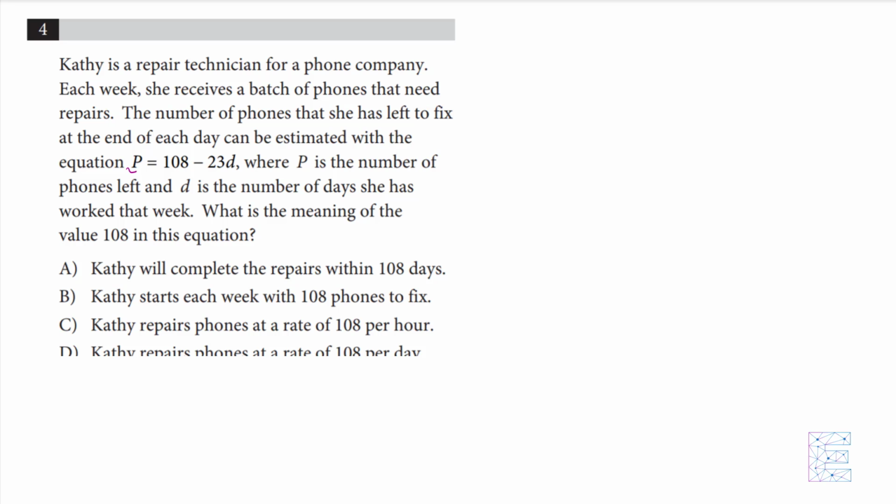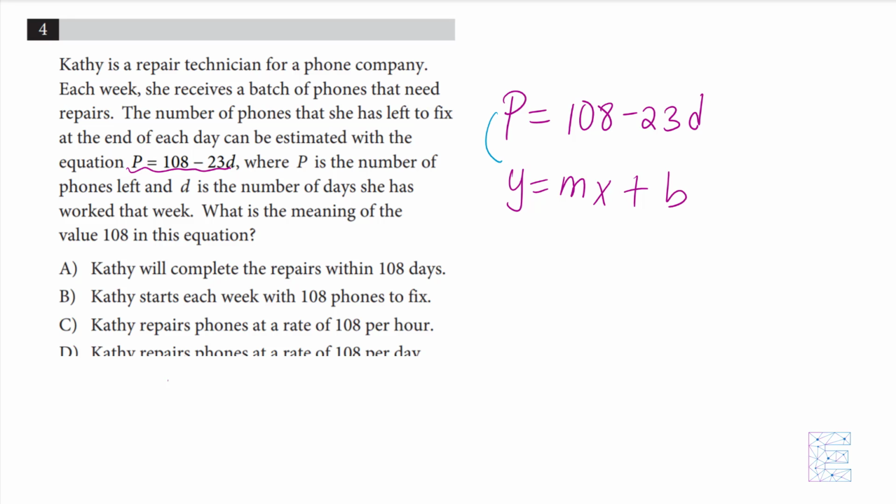So the equation that we are focusing on is this one right here. So I'm going to write it down over here so we can see a little bit better. 108 minus 23D. And based on our previous lessons on linear functions, this is very reminiscent of something we've seen a lot of in the past, which is the linear function in slope-intercept form, y equals mx plus b. So you can see the similarity. This is basically the same thing as this. The slope, mx, is really this part, the negative 23d, and b, the y-intercept, is 108.